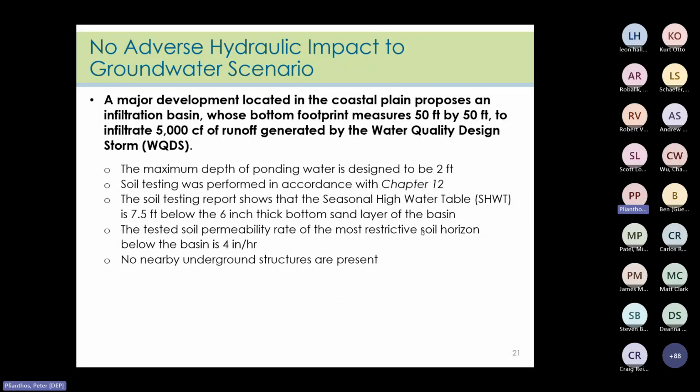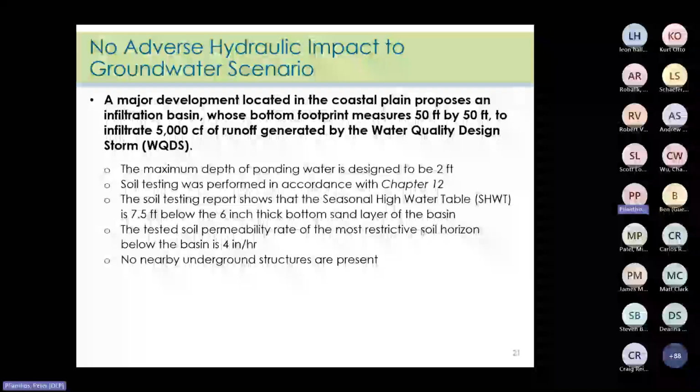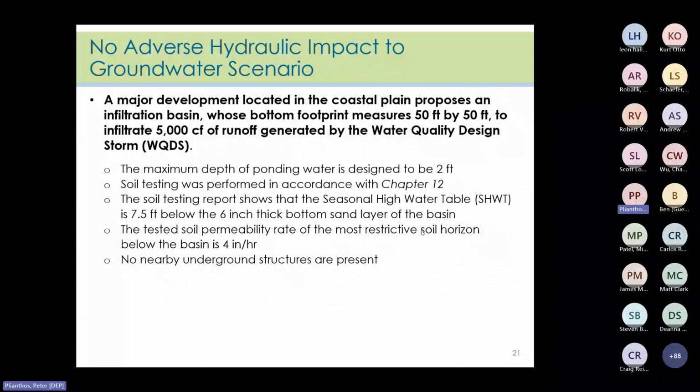The soil testing report shows that the seasonal high water table is 7.5 feet below the 6-inch thick bottom sand layer of the basin. The tested soil permeability rate of the most restrictive soil horizon below the basin is 4 inches per hour, and no nearby underground structures are present.